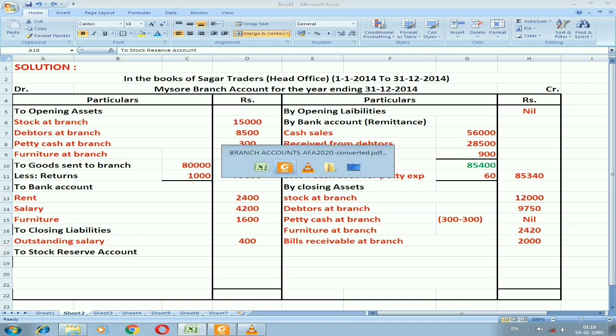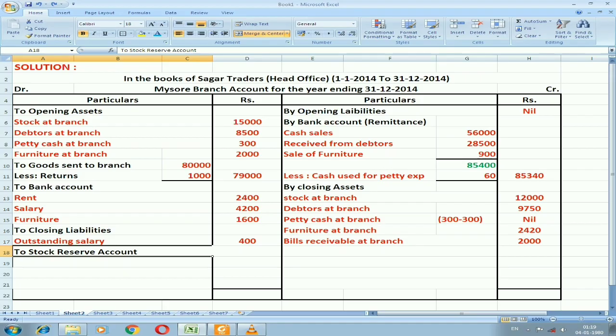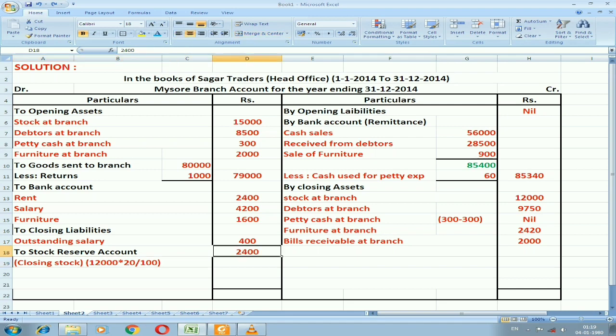Next we are going to start with stock reserve. For that you need to check percentage. They have given 20% on sales. Take 20 divided by 100. So closing stock you need to take, that is 12,000 into 20 divided by 100, you will get 2,400.